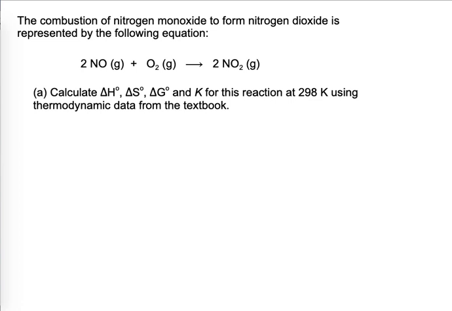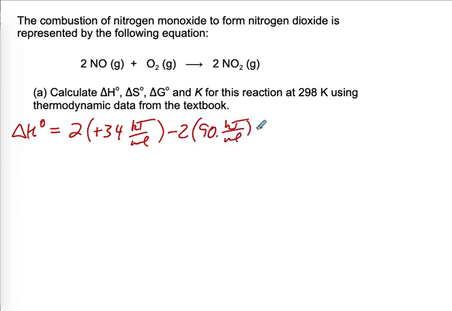Now, one more problem. The combustion of nitrogen monoxide to form NO2 is represented by the following equation. We'll calculate the standard enthalpy change, the standard entropy change, the standard free energy change, and K at 298 Kelvin. So, for delta H naught, I'm going to use the standard enthalpies information. I'm going to just jump to the chase. I know I told you not to do this, but for simplicity, I'm going to do this. 2 times the standard enthalpy of formation of nitrogen dioxide minus 2 times the standard enthalpy of formation of nitrogen monoxide is negative 112 kilojoules per mole.